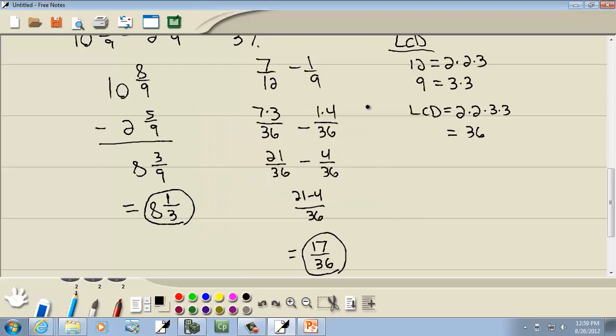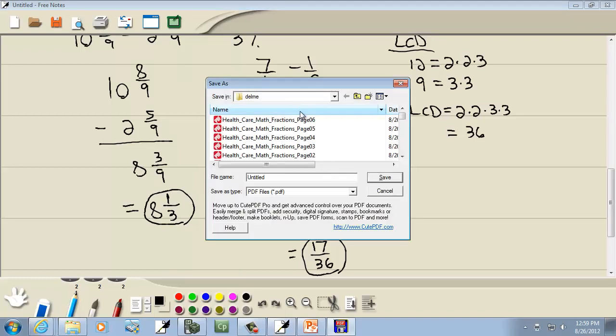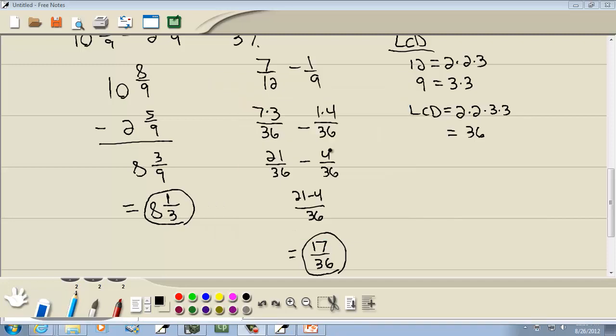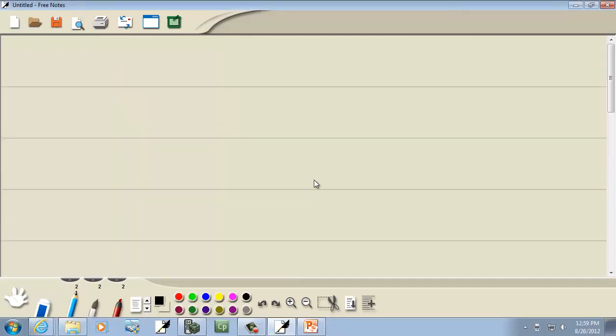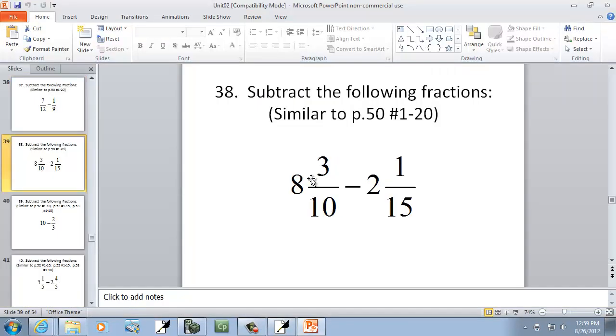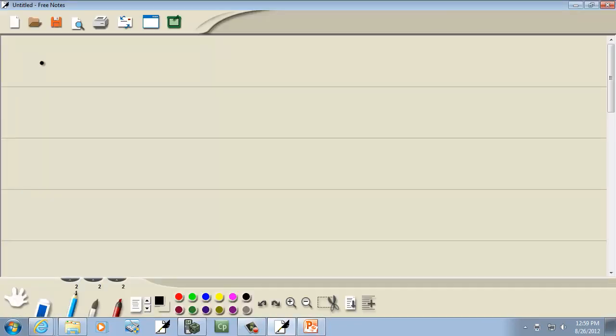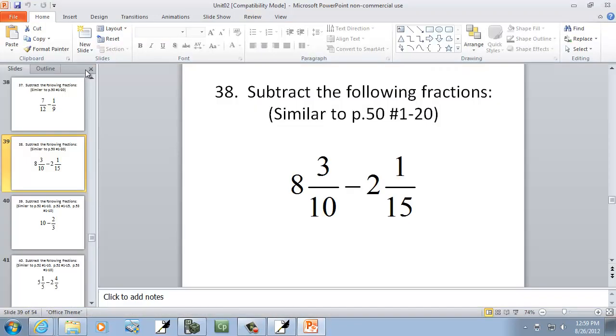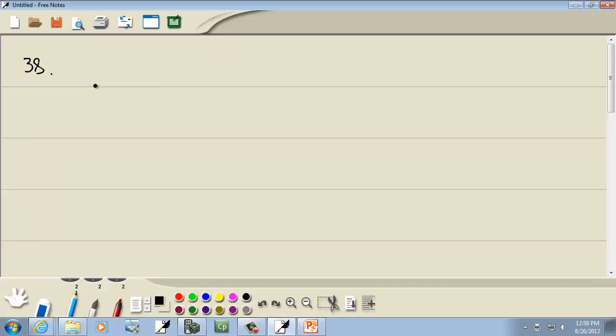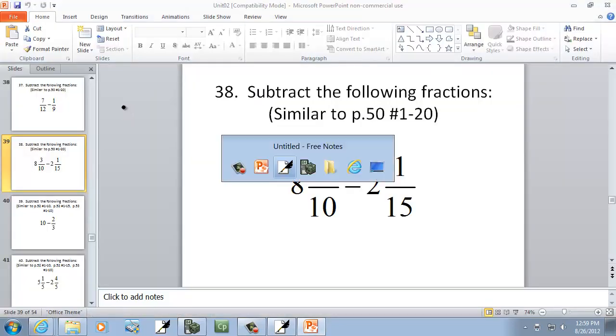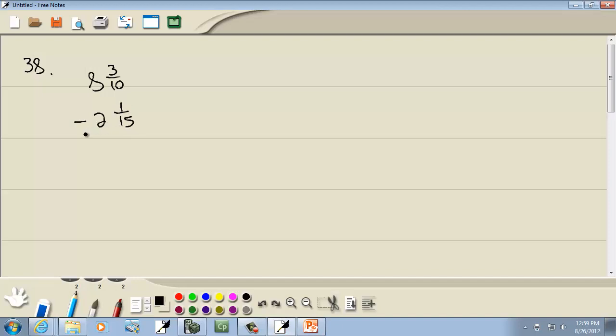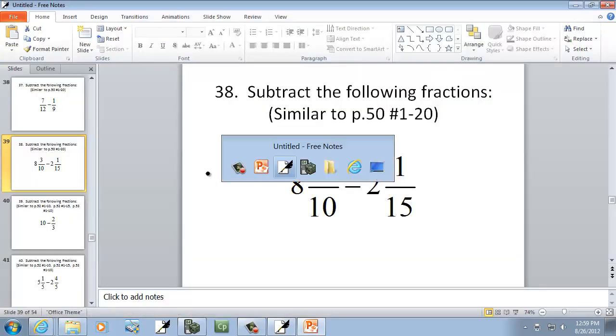Let me save that page. And let's look at the next one. So we got 8 and 3/10. And I'm going to put this in vertical format because it really does work out best. Minus 2 and 1/15. Now we're going to subtract these.